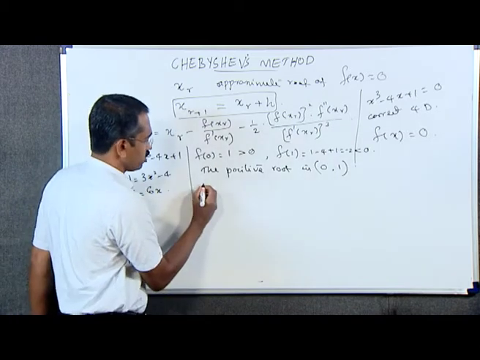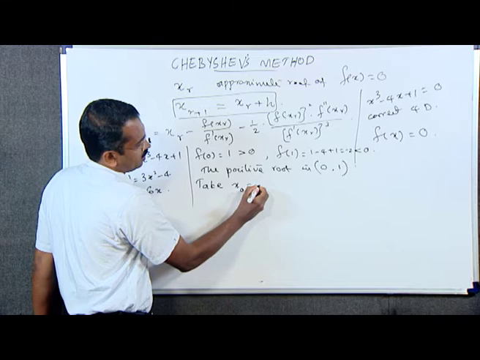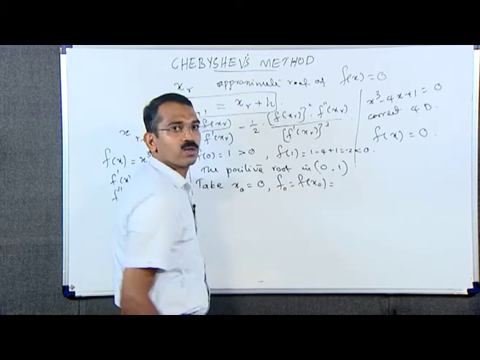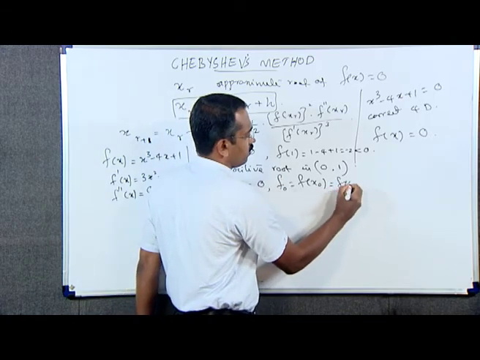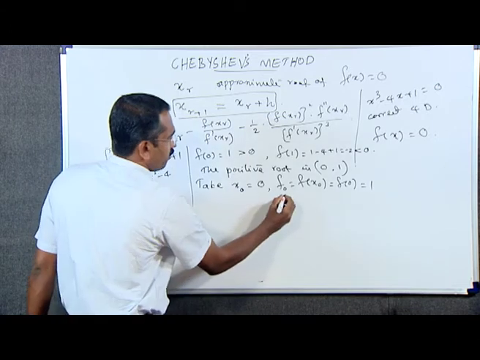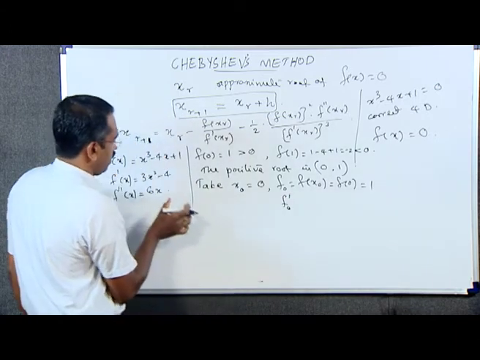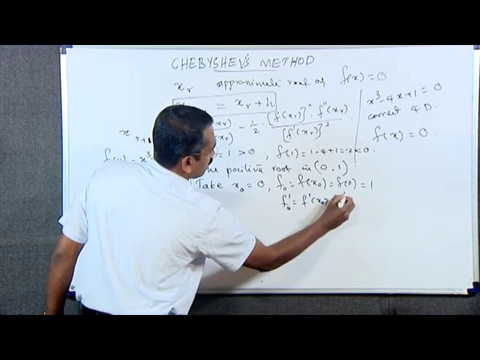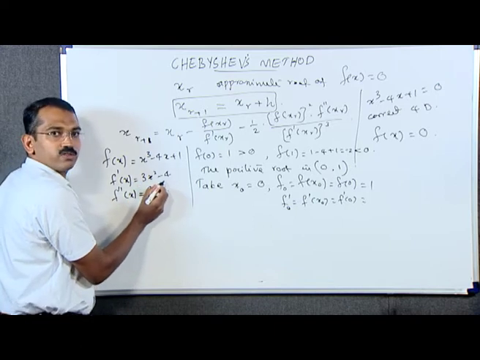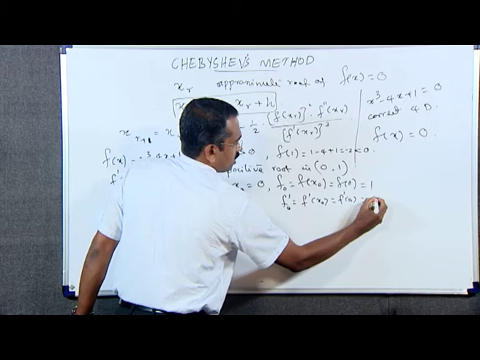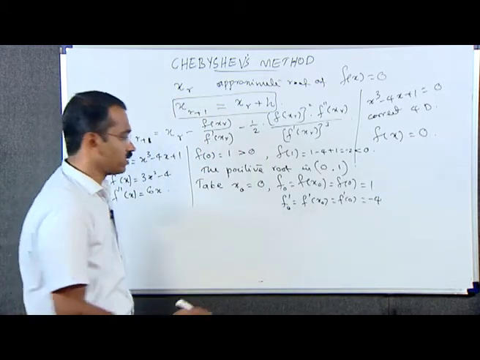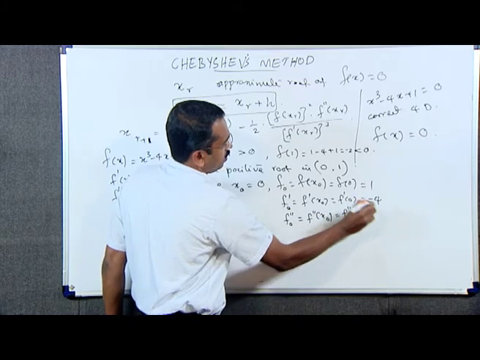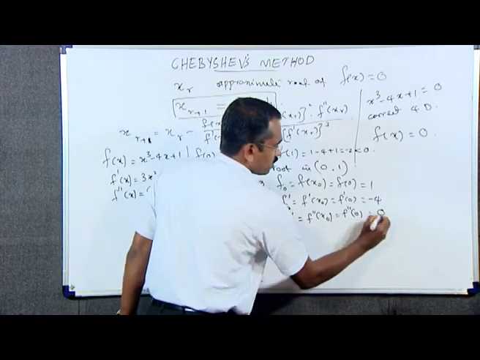Now, taking x0 = 0, we take the initial approximation as 0, then f0, that is f(x0), is equal to f(0), which is 1, and f0', that is f' at x0, which is equal to f'(0), which is equal to -4 from here. f'(0) is -4, and f0'', that is f'' at x0, that is f'' at 0, which is 6 × 0, that is 0.